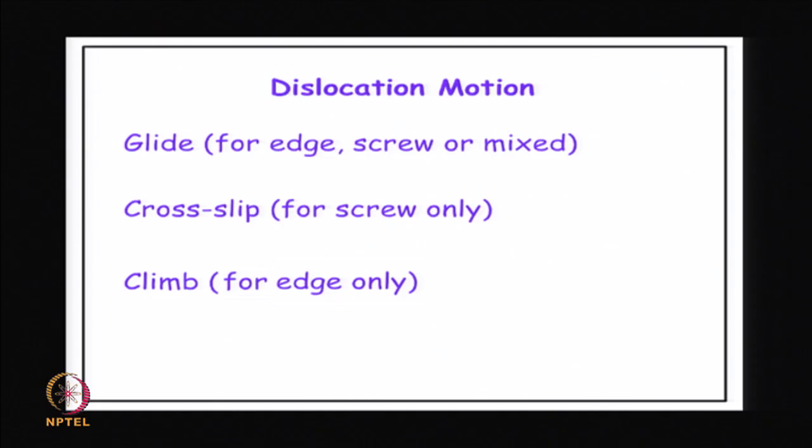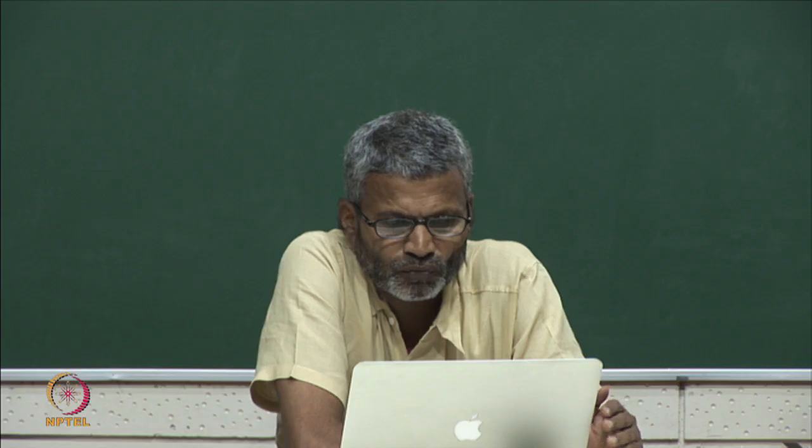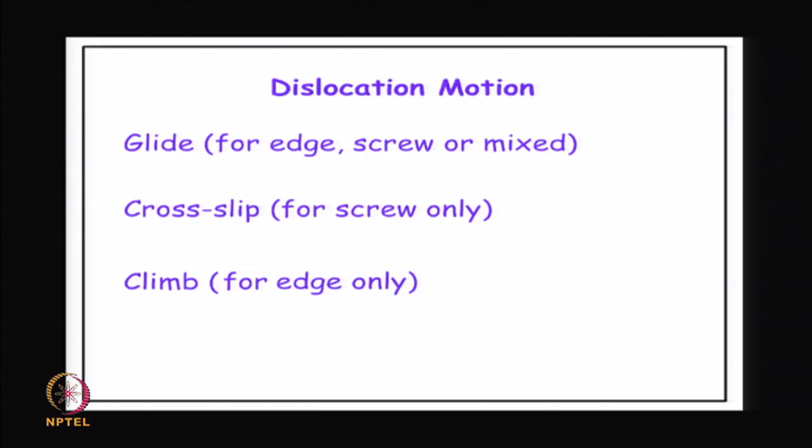One interesting thing about dislocation is its motion. Why are dislocations important in crystals? Because they can move under applied stresses. So, various kinds of dislocation motion are there, three of them are listed here.